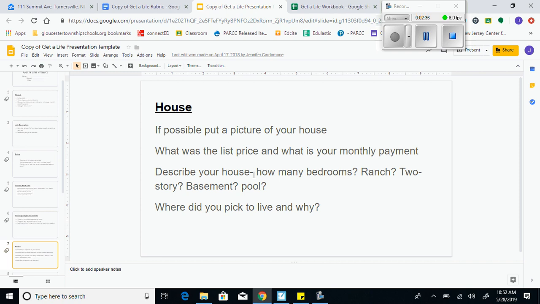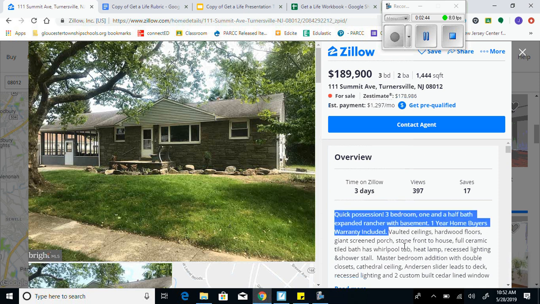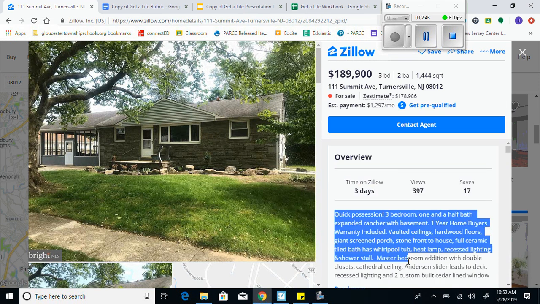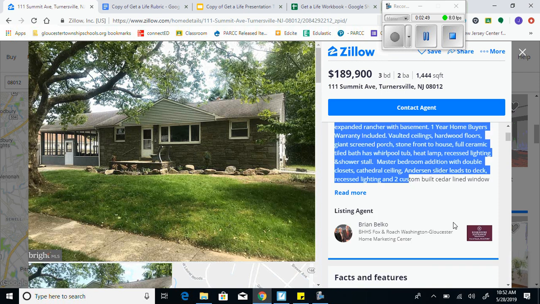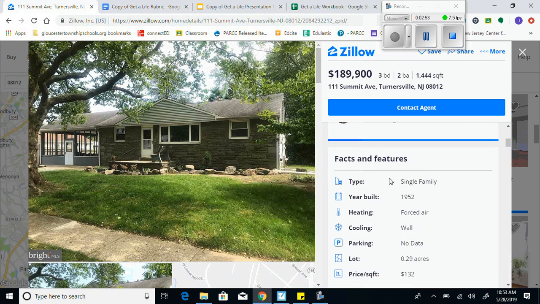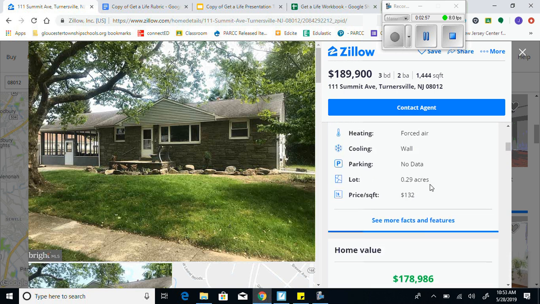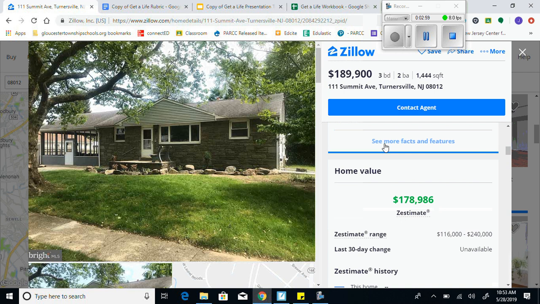Next, I'm going to describe my house: how many bedrooms, ranch, 2-story, and why did I choose to live here. If you look down here, overview, this is where it gives you all the information about the house. Now, we don't want you to copy this word for word. We want you to put this into your own words. Also down here, they give you more facts and features about it. Some of these items are what you'd like to include on the website.